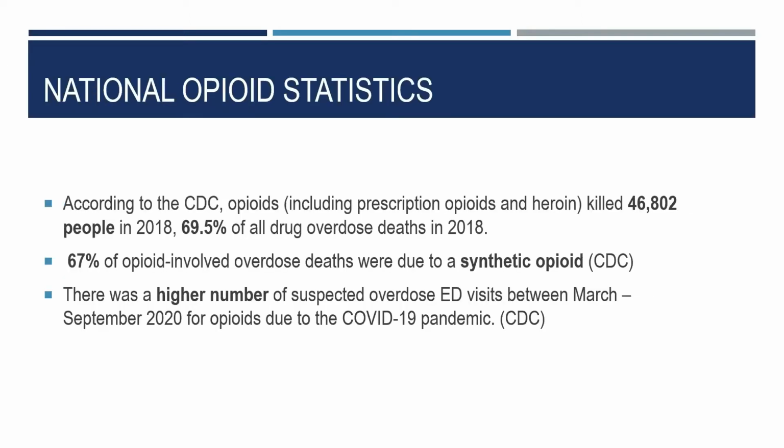So what do we know about opioid overdose statistics in the United States? Well, according to the CDC, opioids killed 46,802 people in 2018, and that was almost 70% of all drug overdoses in 2018. And of those 46,000 opioid-involved overdose deaths, 67% of them were due to a synthetic opioid, like the Vicodin or fentanyl. And because of the COVID-19 pandemic, we are seeing a higher number of relapses and overdoses and a higher number of suspected ED visits due to an opioid overdose. So it's pervasive and it's still a problem in our community.